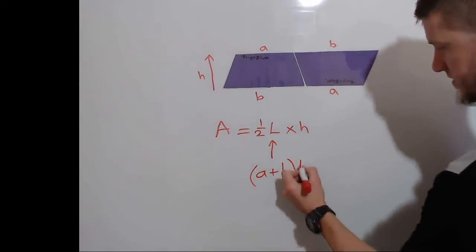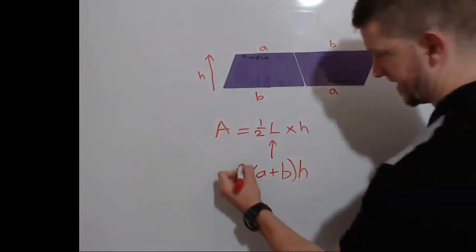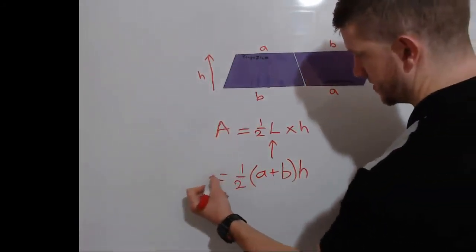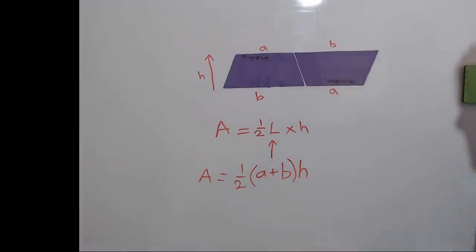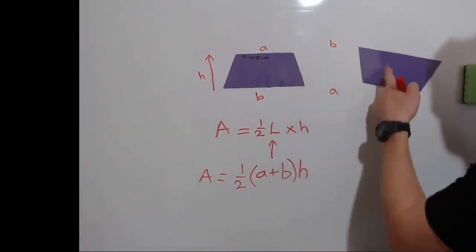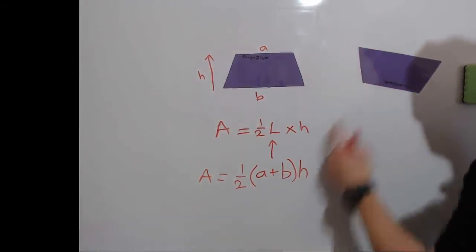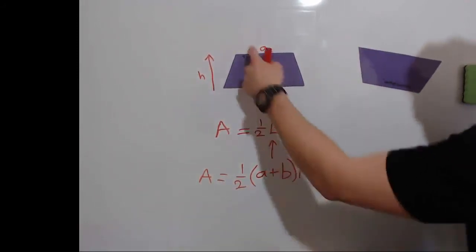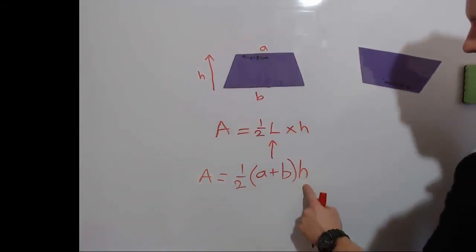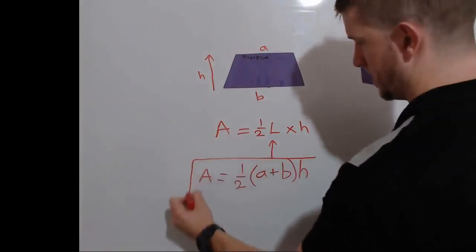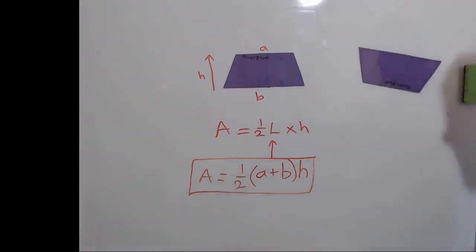And just so I don't get confused about the order, I'll put it in brackets like that. And it's half of this. And that is my area. So the area of a trapezium on its own is just half of A plus B, these two sides, times by the height. And that is my formula for the area of a trapezium.